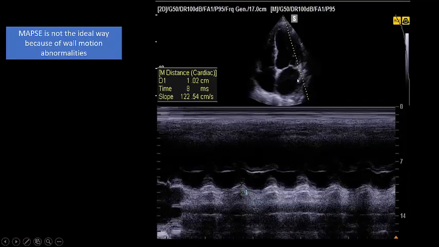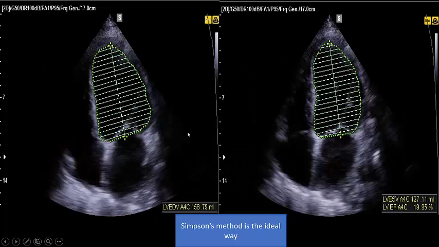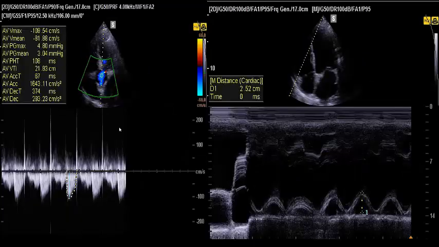We did MAPSE. MAPSE is not ideal for this patient because of wall motion abnormality. We did the four-chamber Simpson method. The ejection fraction was very low, and this is ideal in patients with wall motion abnormality. We did right side function. TAPSE is good, the diameter is good on the right side, and the aortic valve is good. Maximum velocity is low, and the mean gradient is low. There is no diastolic aortic regurgitation. The aortic valve is clear in this patient.